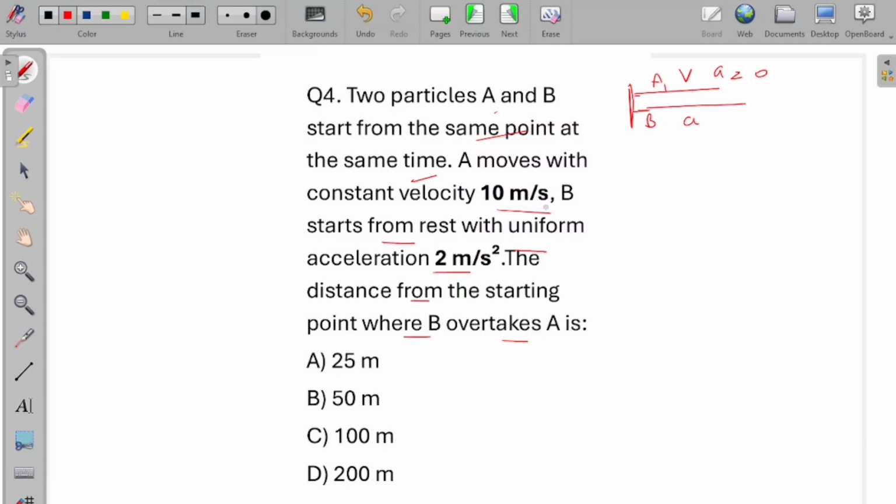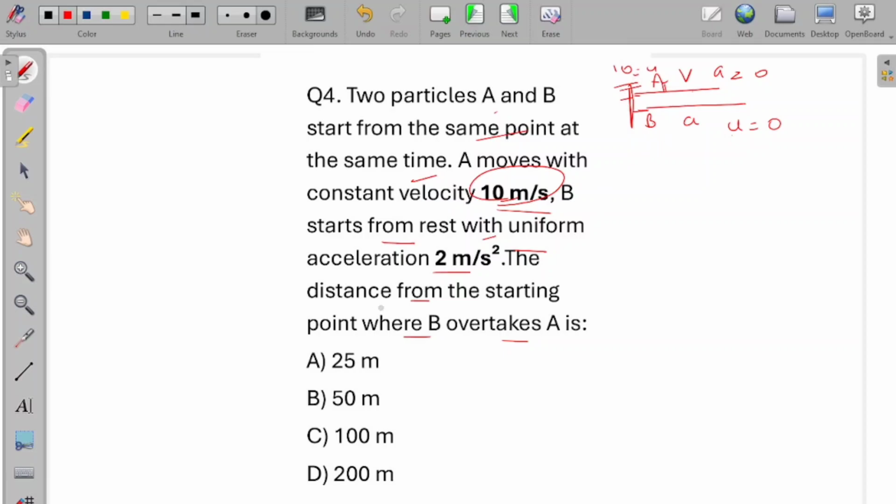And for B, B starts from rest. So initial velocity of B is 0, right? This is all given in the question itself. Initial velocity for B is 0. We don't know the initial velocity for A, but velocity of A is given, and we will assume that its initial velocity is 10. Okay, because that's constant, its velocity hasn't changed. And it's not mentioned that A is starting from rest, so we will assume that its initial velocity is 10.